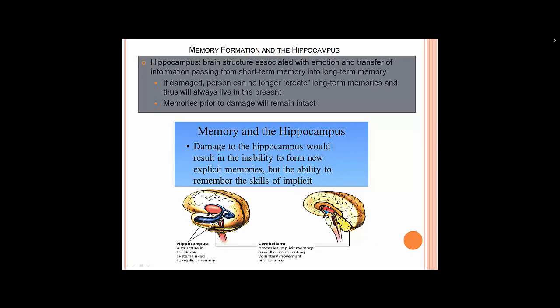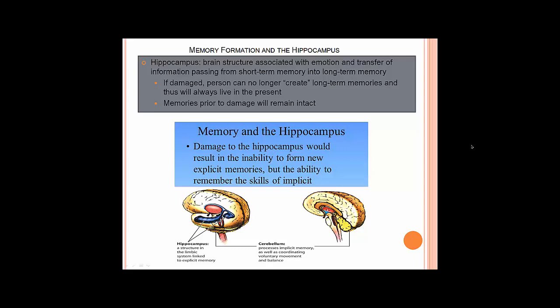So let's talk about memory formation and the hippocampus. Now, the hippocampus is a part of your brain that's in your midbrain. It's down here. So you see hippocampus structure and the limbic system linked to explicit memory. So this is your hippocampus around in this area here, and it's well in the middle of your brain. And then your cerebellum is this little brain, as it's sometimes called, that's back here.